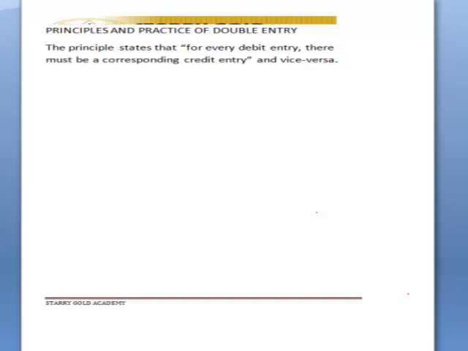It is important to note that this principle is propounded and recorded in favor of an Italian mathematician known as Luca Paciolo, which he did in the year 1494.